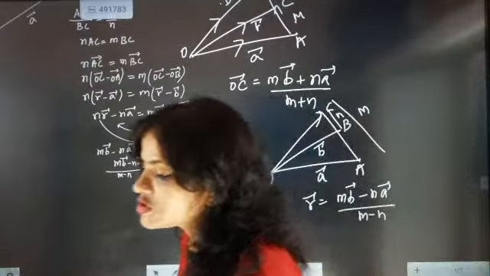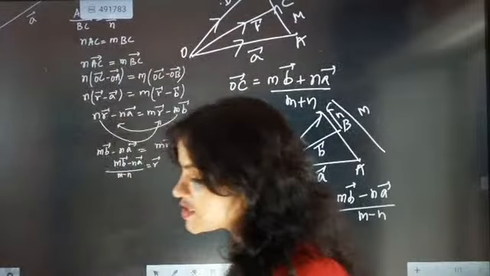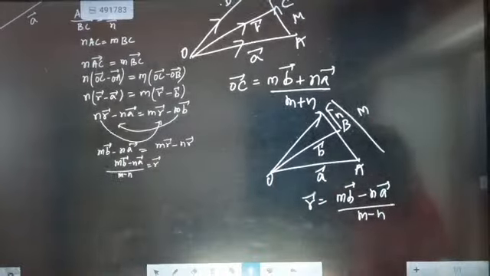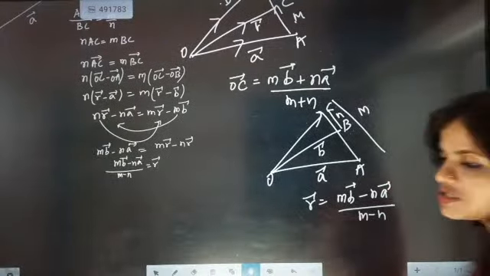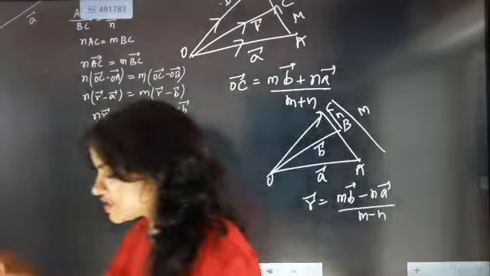Quickly tell me, beta, understood this formula? Internal section formula understood? Internal section formula understood, na beta? Midpoint formula, internal section formula.